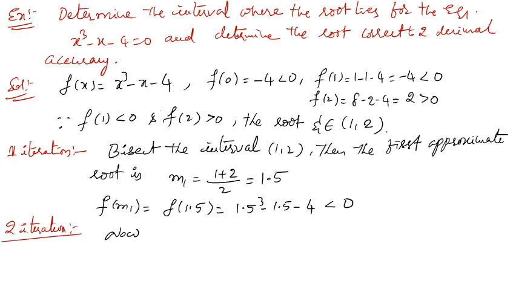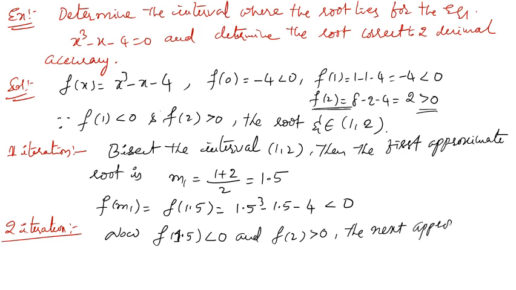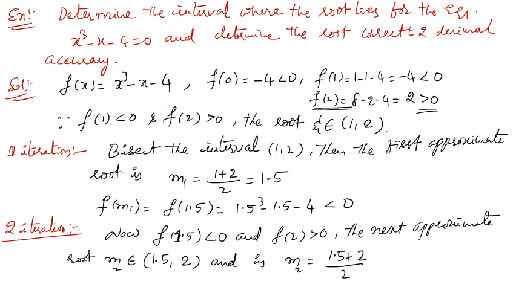Now, which is negative? F of m1, that is f of 1.5, is less than 0, and which is positive in the previous interval? F of 2 is greater than 0. The next approximate root m2 belongs to the interval 1.5 comma 2. Bisect this interval: 1.5 plus 2 by 2, that is 3.5 by 2, 1.75.